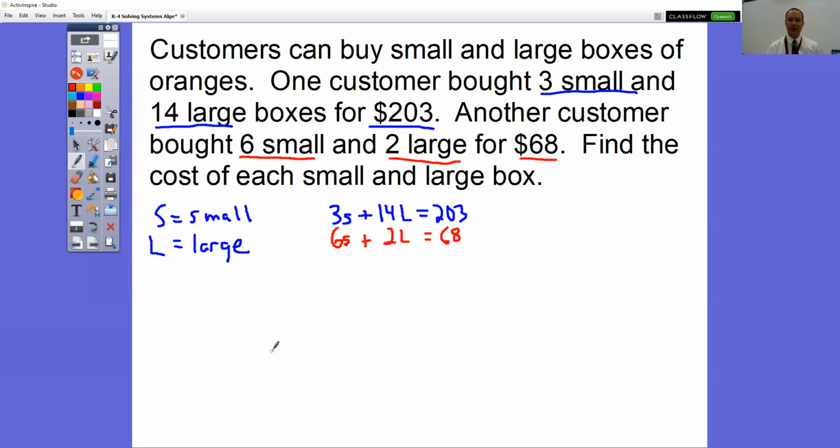I'd have to multiply to create my own opposites. So I can multiply the top equation by -2. So I could have 6S and -6S. Or I can multiply the bottom equation by -7 so that I have 14 and -14. Those are the types of questions that you are going to have today.